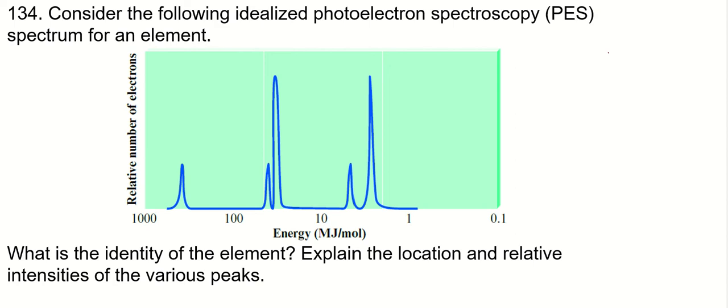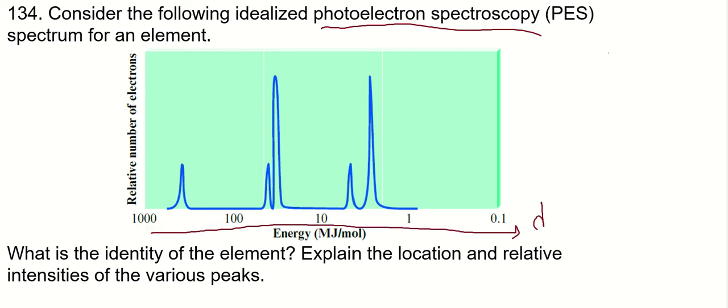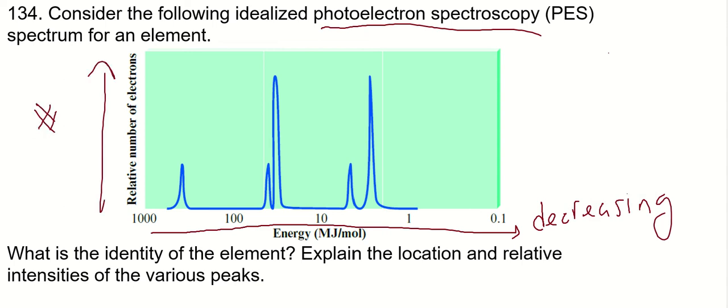Let's see if we're getting any better with these PES photoelectron spectroscopy plots. When you're reading these along the x-axis going left to right, you'll just have to get used to this. This is decreasing binding energy. It's kind of unusual, but that's the convention, decreasing as you go to the right. And then on the y-axis is your relative number of electrons.